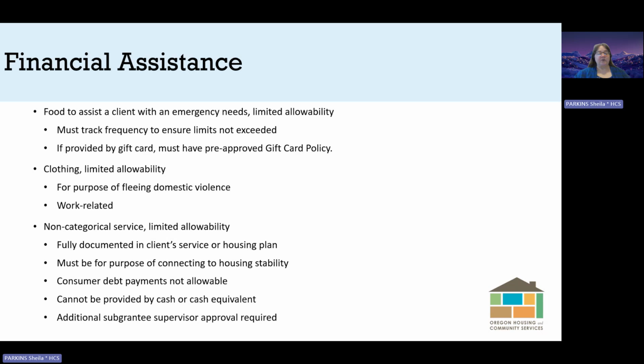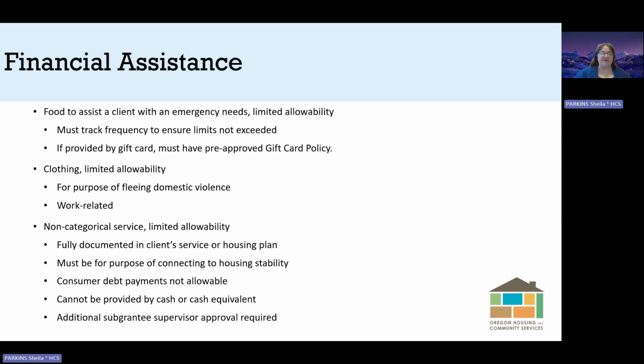Food to assist a client with emergency needs is allowable under both prevention and rapid rehousing. When used in prevention, the costs are limited to one time per fiscal year, and when used in rapid rehousing, the benefit is a one-time benefit when placing a person into permanent housing. The maximum amount that can be allowed is equivalent to 1 month of SNAP benefits as determined by the USDA, is it USDA or DHS? And the link to that website and the information is available in the manual.